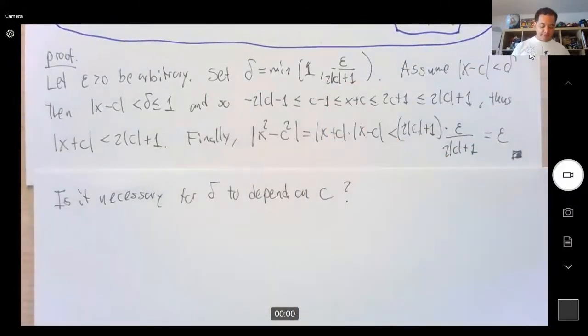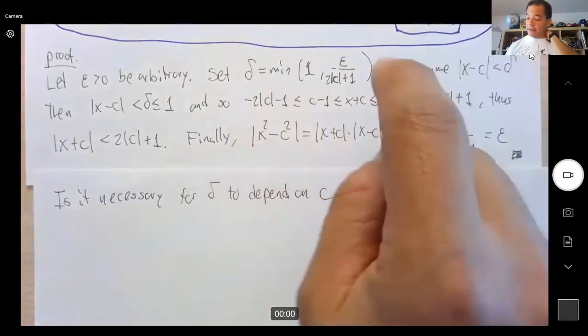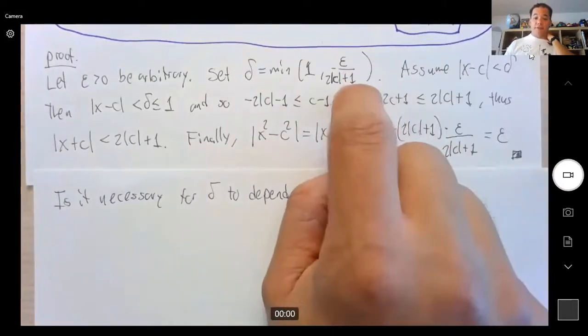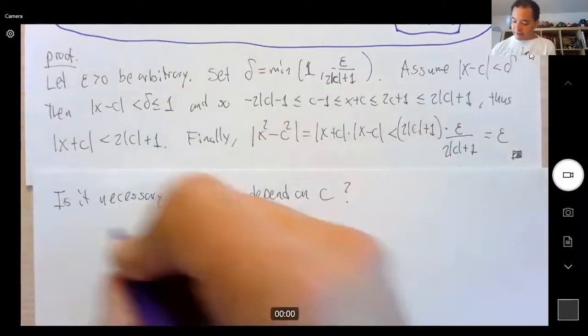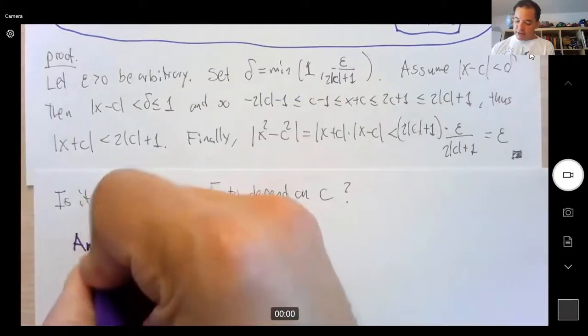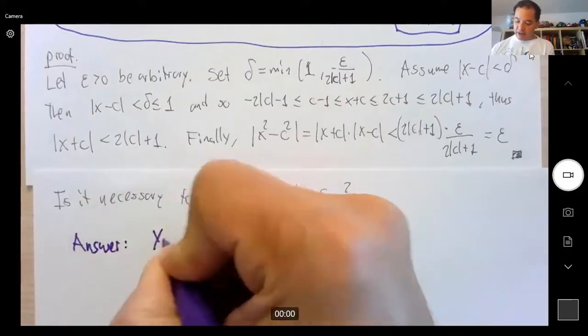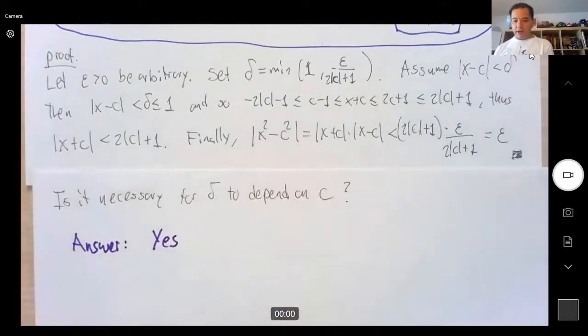And let me show you a picture to suggest, or maybe to convince you even, that we're going to have this dependency on C no matter what we do, right? So the answer to this question, is it necessary to depend on C? Answer, yes. And let me show you some pictures of why this is the case.